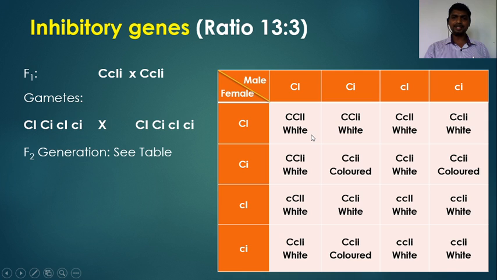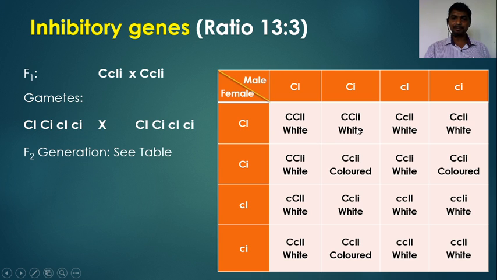But the interesting results are here. Suppose in this case the genotype is capital CC, capital II. The phenotype is white. How is it white? This genotype contains a dominant color gene, that is the capital C. But in addition to this, it also contains an inhibitory gene which is also dominant, which inhibits the phenotypic expression of the color gene C, due to which the phenotype appears white.